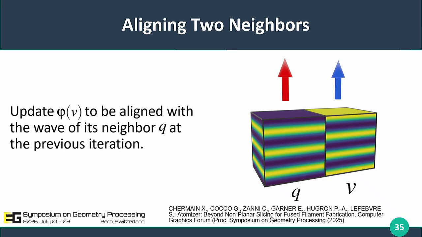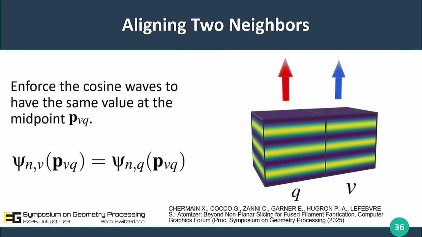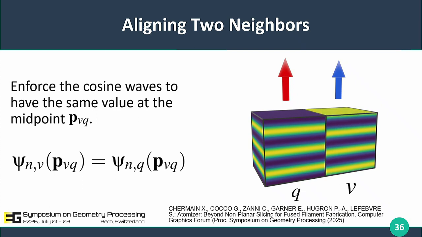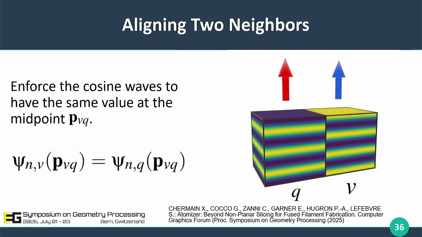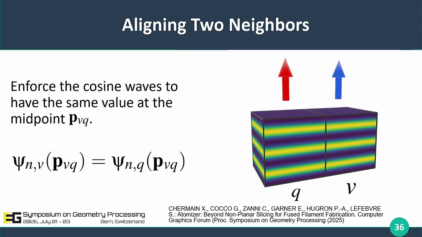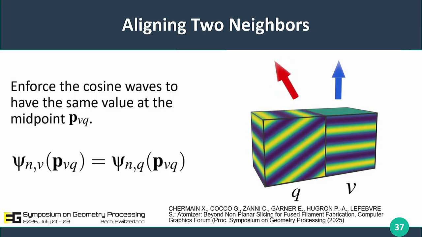Here we assume that the phase of the voxel V is the one being updated, while the phase of the voxel Q is fixed and corresponds to its value from the previous iteration. Before introducing the formula, I want to explain the reasoning behind it. Since it is not possible to fully align waves with different directions over their entire domain, we have to enforce a weaker condition: cosine waves should have the same value at the midpoint between the voxels. This choice of the midpoint is motivated by the fact that when interpolating the waves of neighboring voxels, we want their values to match at this location. And this choice works reasonably well, as you can see.